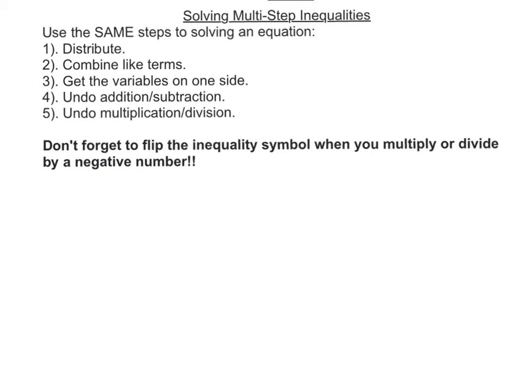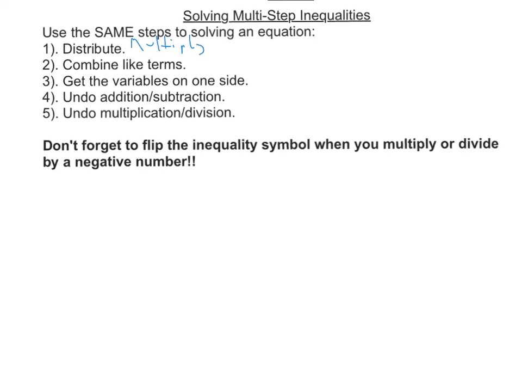Today we're going to solve some multi-step inequalities. And to do this, we're going to use the same steps that we used to solve an equation. So we had 5 steps. The first step was to distribute, which just means to multiply the number outside a set of parentheses. Second step was to combine our like terms.